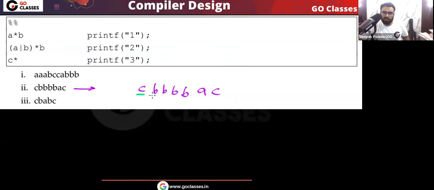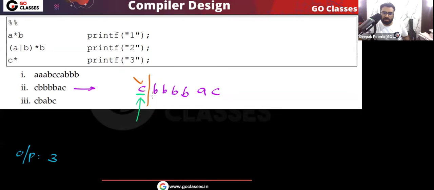Yes or no? Now, what about this CB? Now you can see all are out of the race. So what was the last matching point? The last matching point was this C. Yes or no? Okay, this C is the last matching point. So here I can say you got our lexeme. The first lexeme you got. Okay, so the output will be what? The token that will be generated will be 3. The token 3 will be generated.